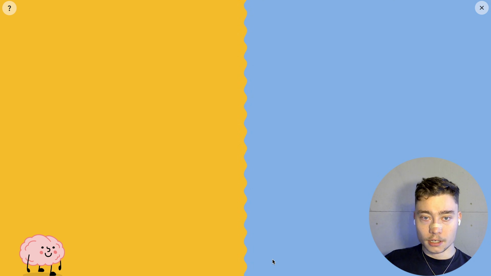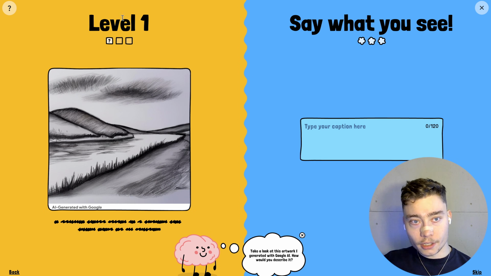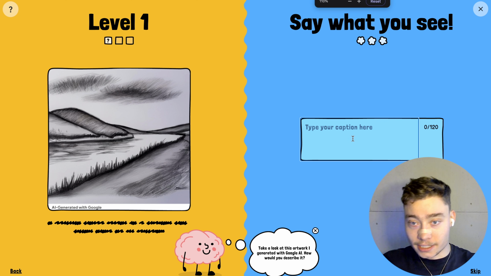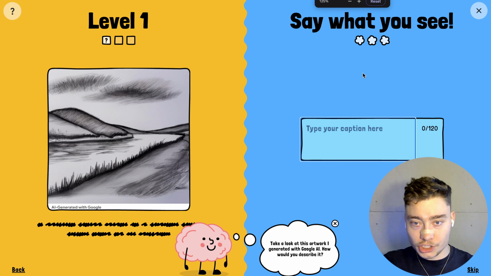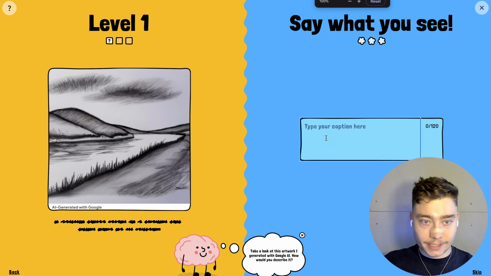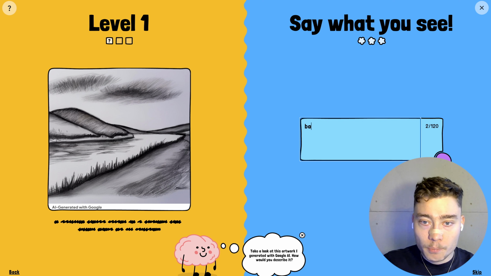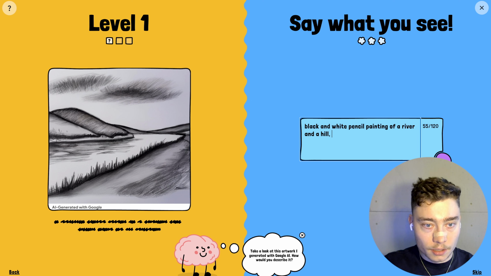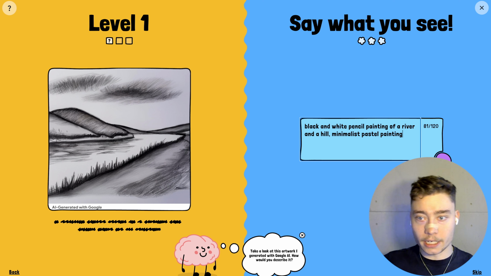Let's begin. So here Google gives us an image, and this is AI generated, obviously. I feel like I need to say that, but it's kind of obvious. So we need to say what we see, right? This is what will improve my prompt engineering skills. So what do I see? I do see a black and white pencil painting of a river and a hill. Maybe it's not a pencil, maybe it's like a minimalist pastel painting. Okay, maybe that's better.